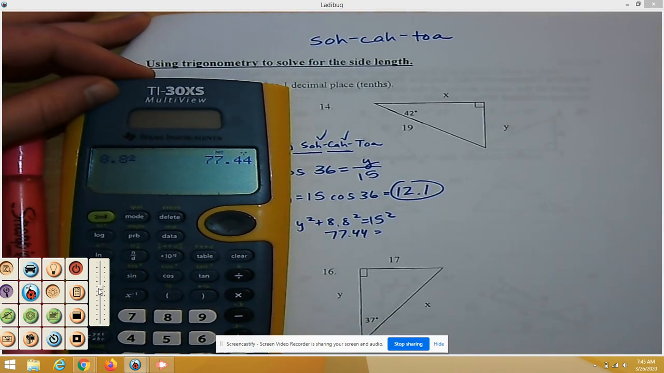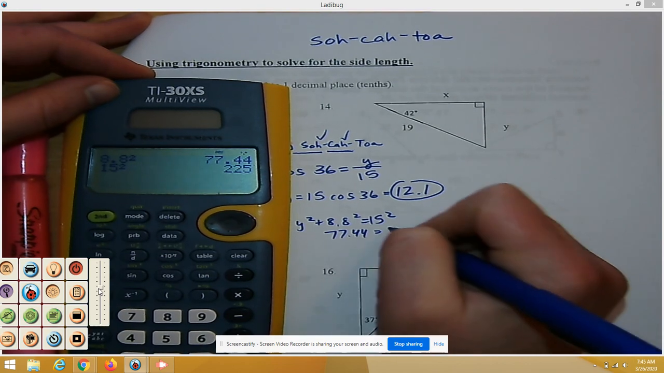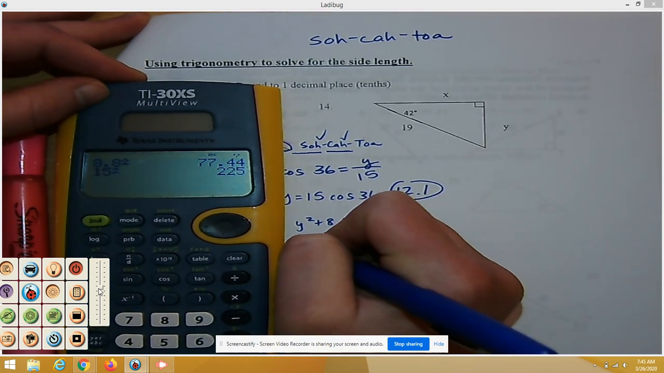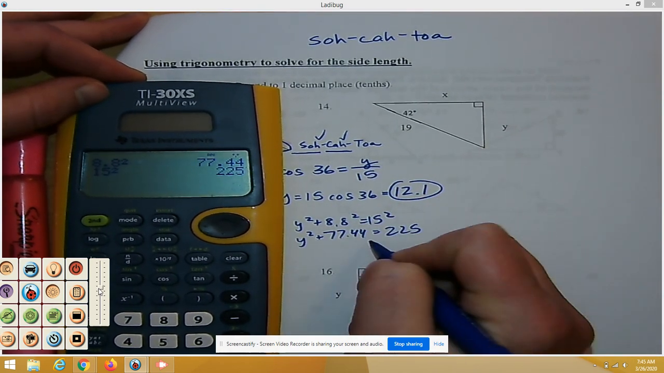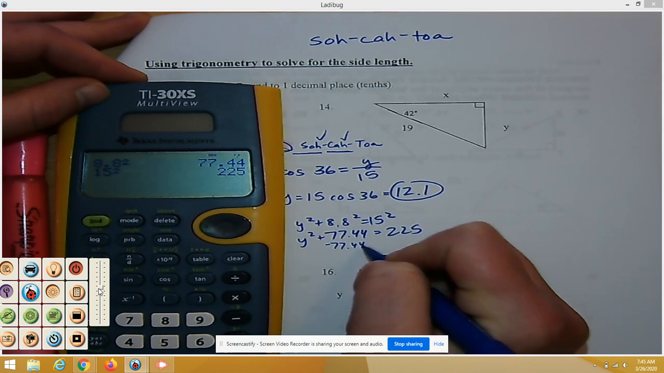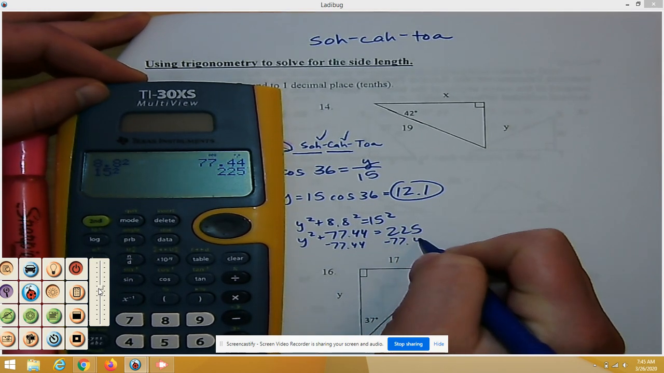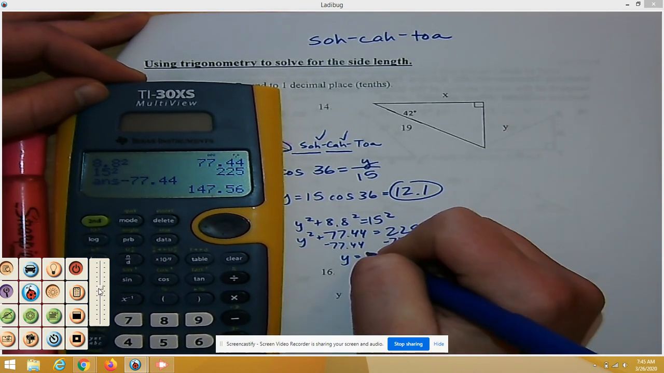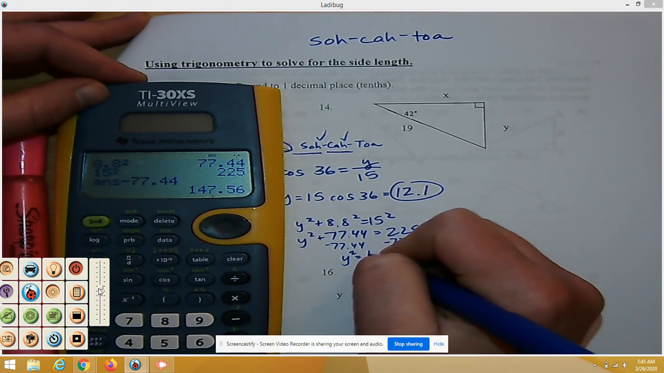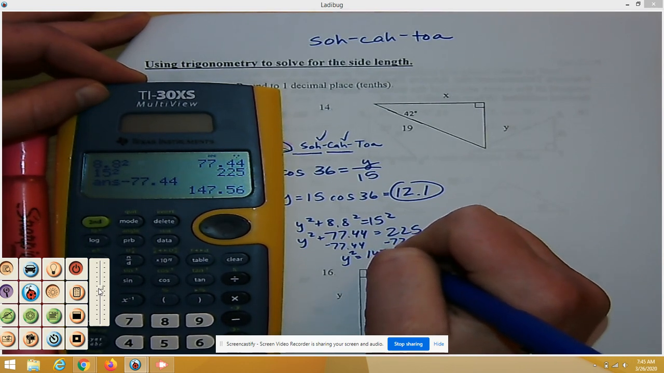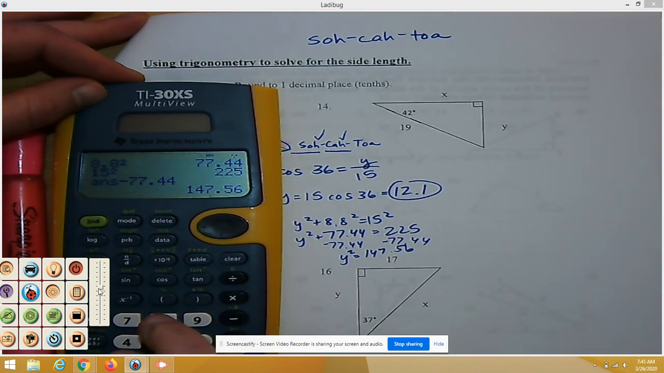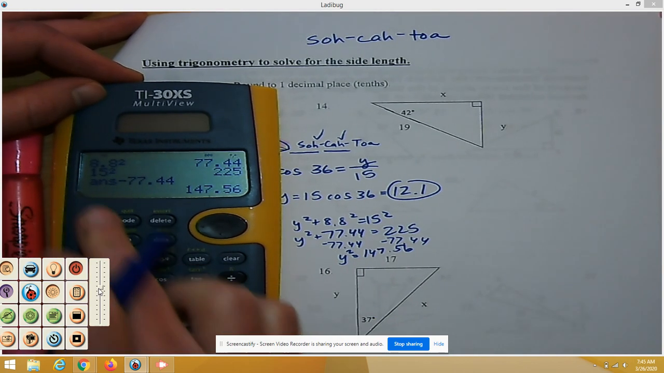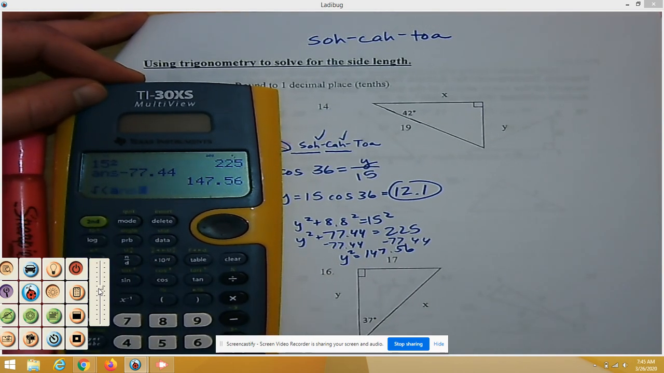77.44. 15 squared is going to be 225. Okay, so now I'm going to subtract the 77.44 and then take the square root. So I'm going to do this minus 77.44. All right, and I get y squared equals 147.56. All right, guys, drum roll for me. And I'm going to do the square root of my answer. And let's see.